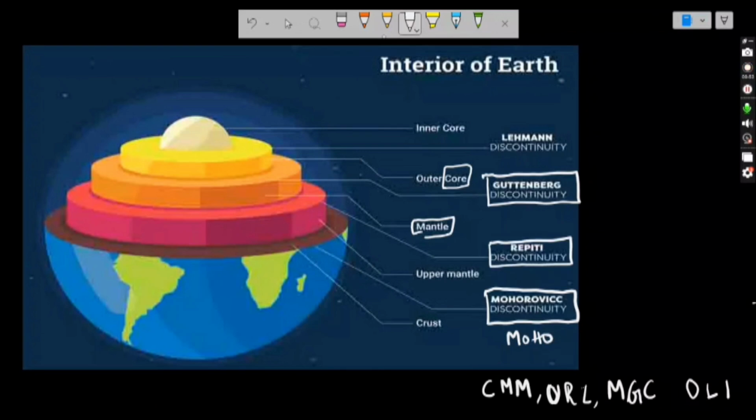So we have different types of discontinuities. Between crust and upper mantle, we have the Moho discontinuity. Between upper mantle and lower mantle, we have the Repti discontinuity. Between mantle and outer core, we have Gutenberg's discontinuity. Between outer core and inner core, we have the Lehmann discontinuity.